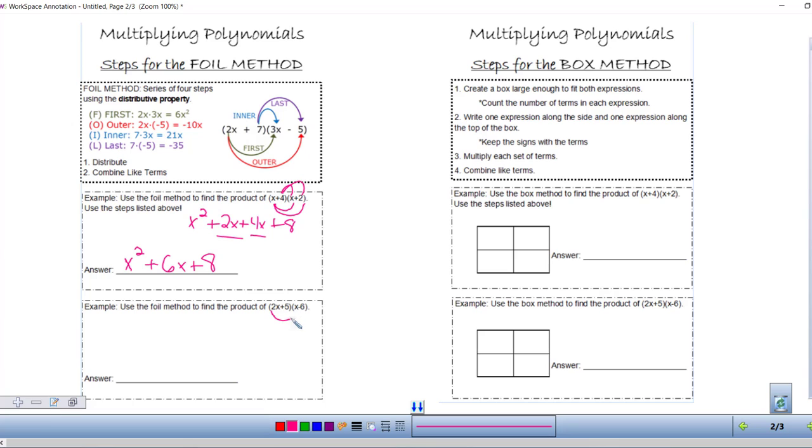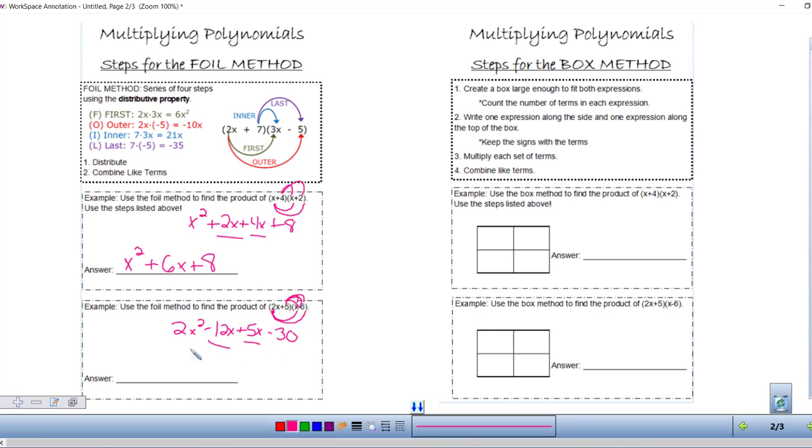First, 2x times x would be 2x squared. Distribute again on the outside, 2x times negative 6 is negative 12x. And then we distribute the 5, the inner 5x, and last 5 times negative 6. My arrows are a little messy.